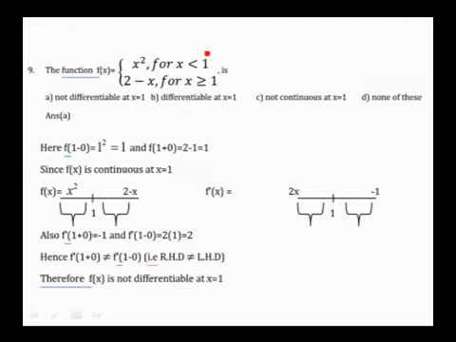See, at x equals 1, if I just consider the left hand limit, LHL is 1 square. If you put x equals 1, you get 1 square. If you put x equals 1 in the other, you get 2 minus 1, 1. See, f of 1 minus 0 is 1 square, that is 1. And f of 1 plus 0 is 2 minus 1, that's also 1. So, since LHL is equal to RHL, the function is definitely continuous at x equals 1.